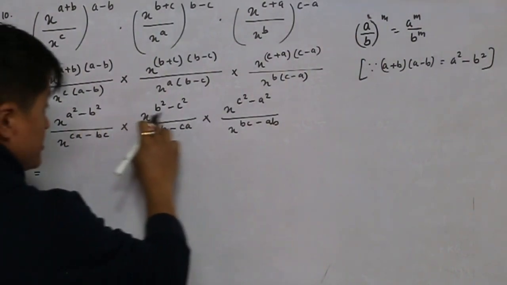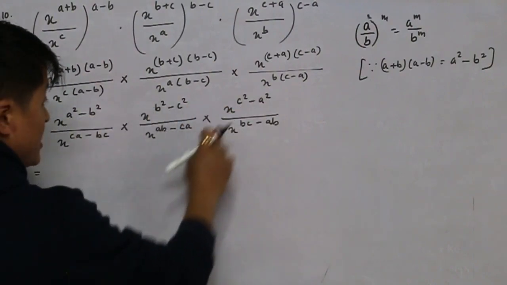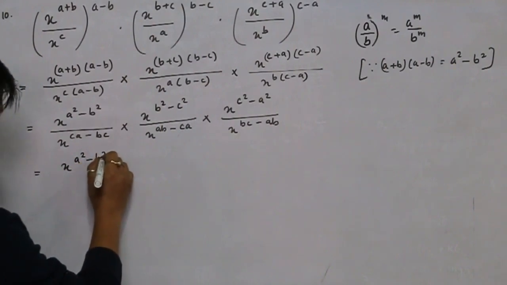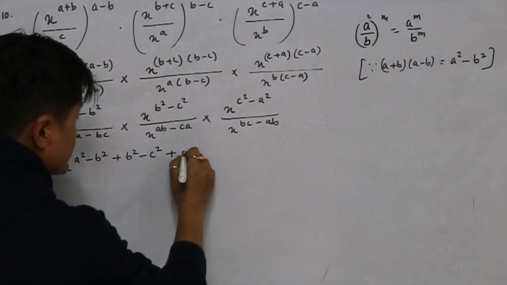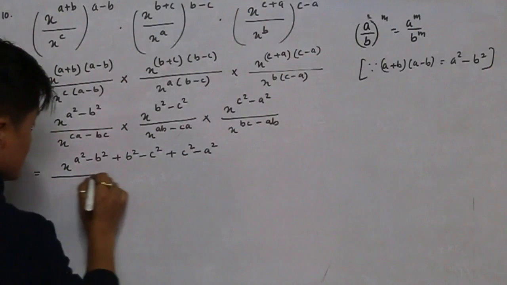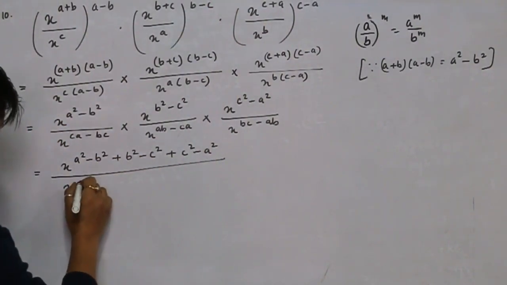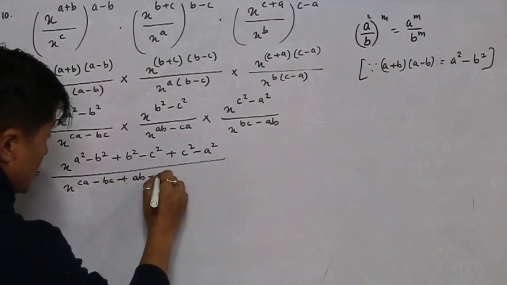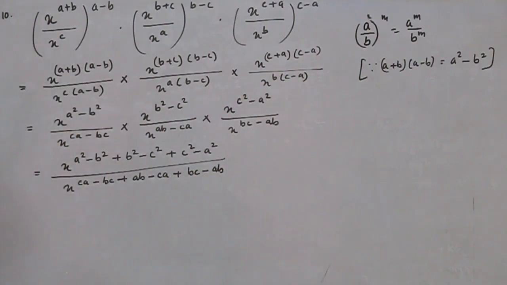Now, if you just see the numerators and the denominators separately, when the like terms are multiplied, powers are added. x to the power a square minus b square plus b square minus c square plus c square minus a square. We are just writing the powers only. Similarly, when the like terms are multiplied in the denominator, powers are added. x to the power ca minus bc plus ab minus ca plus bc minus ab.